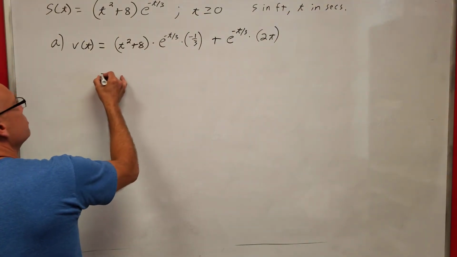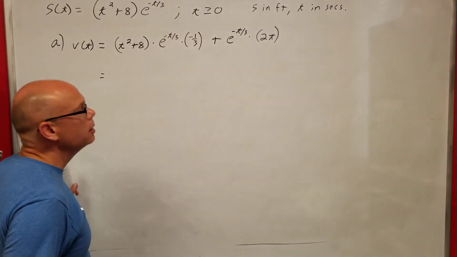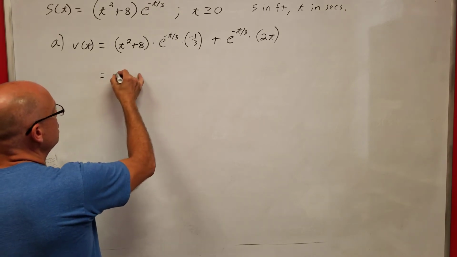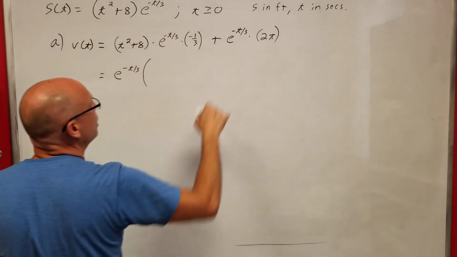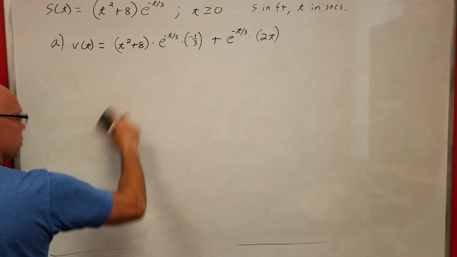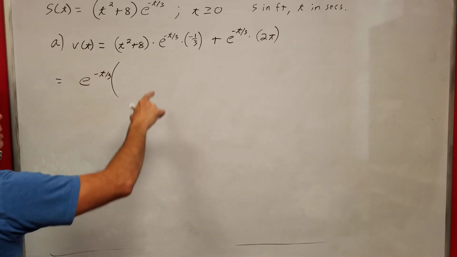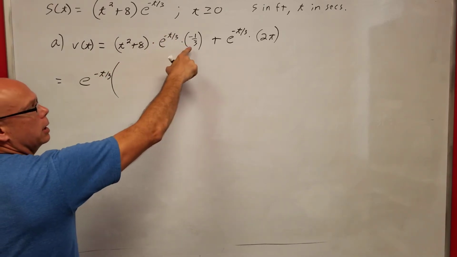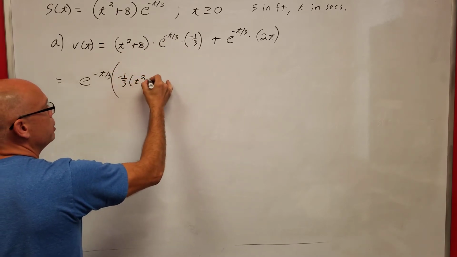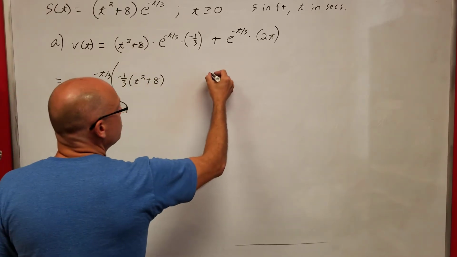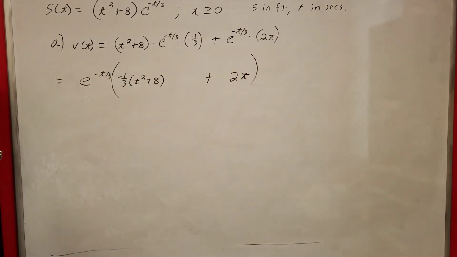All right, let's clean this up. I could go ahead and factor e to the negative t over 3 out of both of these. So I'm going to take e to the negative t over 3 out of this part and out of that part. If I'm taking out this, what am I left with? Negative 1/3 times t squared plus 8. Plus, what if I took this out? What am I left with? 2t.